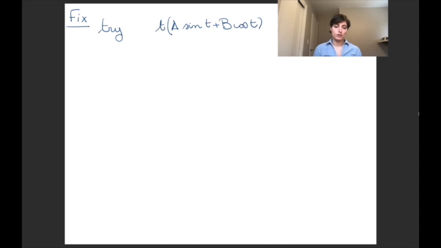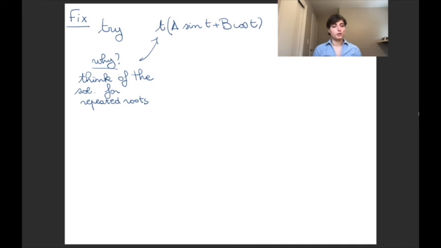In this situation, we multiply our guess solution by t. So instead of trying a sin t plus b cos t, we try t multiplied by a sin t plus b cos t. Why? The reason, even though I'm not going to go into detail to explain why, is the same that allowed us to solve for repeated roots. When we were solving for repeated roots in the characteristic equation of a linear constant coefficient ODE, we had also this t popping up in the solutions. This is a similar process.